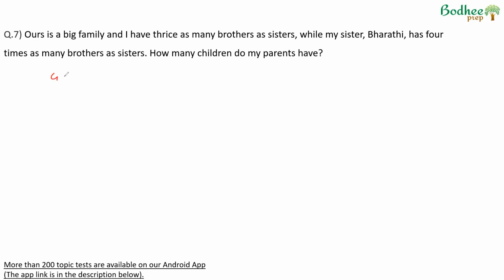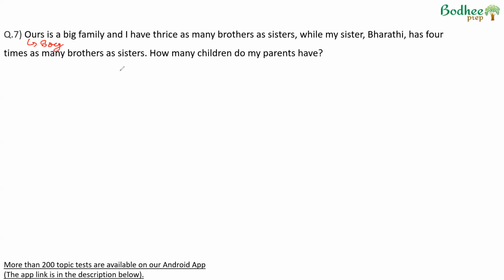Suppose there are 4 girls and 3 boys. If I take Bharti, she will have 3 brothers and 3 sisters. If I take any other girl, say Divya, she will also have 3 brothers and 3 sisters. Since the number of brothers and sisters is changing, I have thrice as many brothers as sisters. My sister has 4 times as many brothers as sisters. That means this person is a boy or a male.